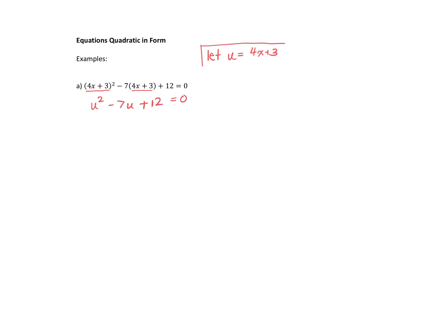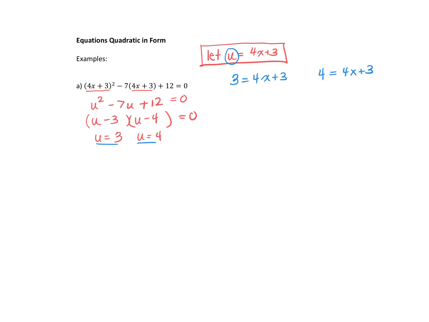Now it's important to write this down. You have to identify to the reader what your substitute value is. At this point, we can factor this like we would any quadratic, (u minus 3)(u minus 4), and we'll get u is 3 and u is 4. Only we didn't have u, we had x, so we're going to say 3 is 4x plus 3, and 4 is 4x plus 3.